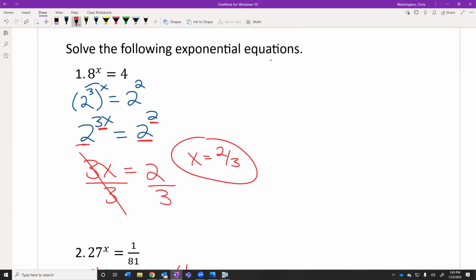I'll give you a few more seconds to work on number 3 before we go over it together.